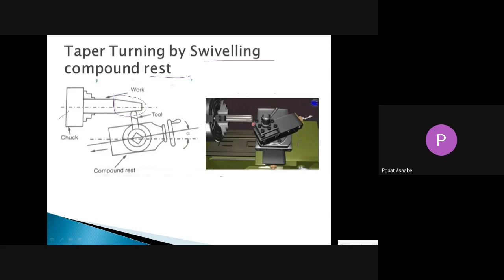In the swivelling compound rest, we want to rotate the compound rest through some amount of angle. Then how much angle should we give to the compound rest so that we will get this type of taper turning? Suppose I take one example here. Suppose the dimensions of the taper will be like this. I will draw one figure here.